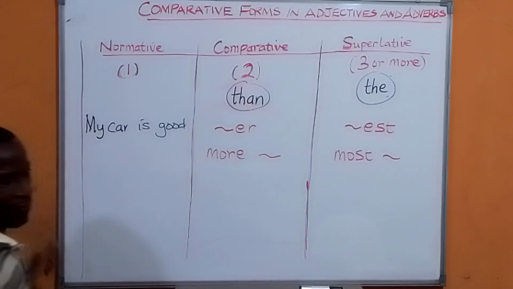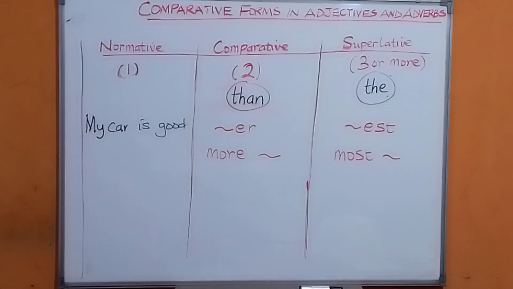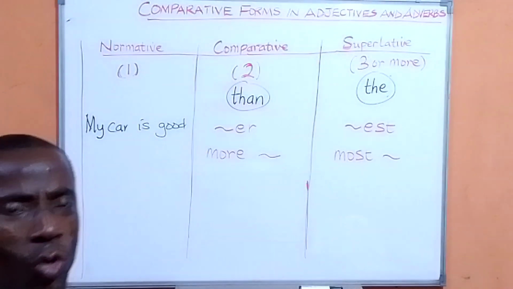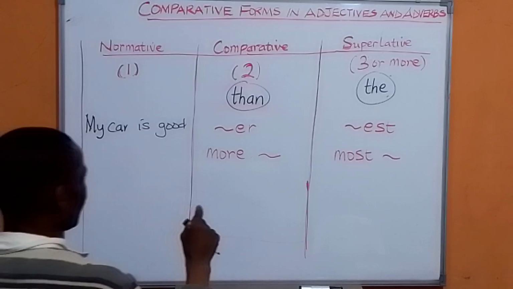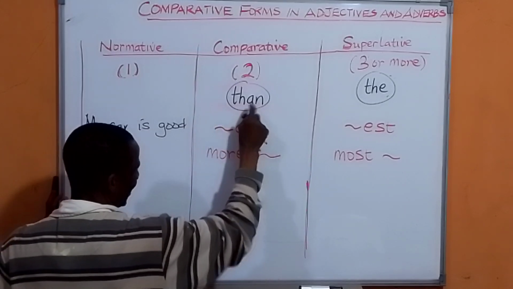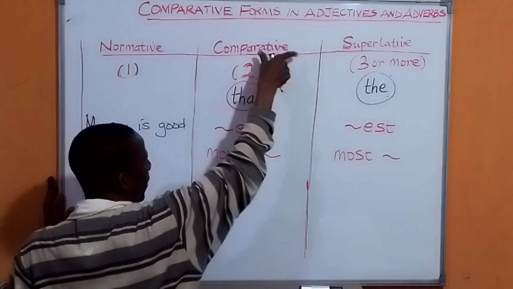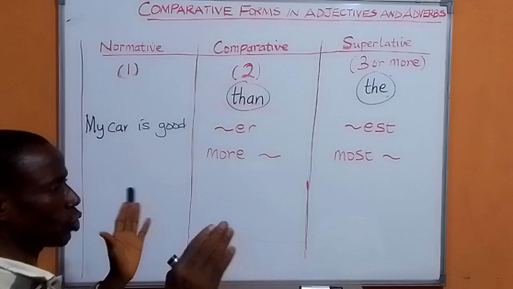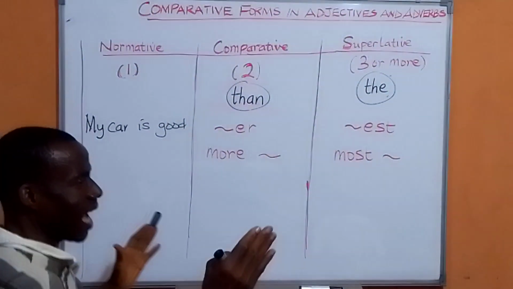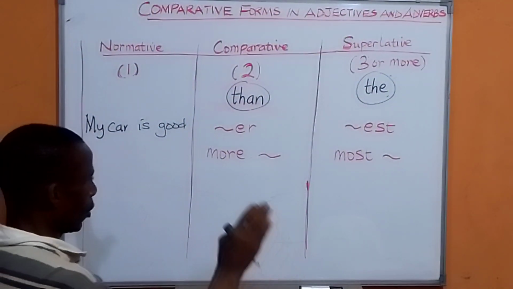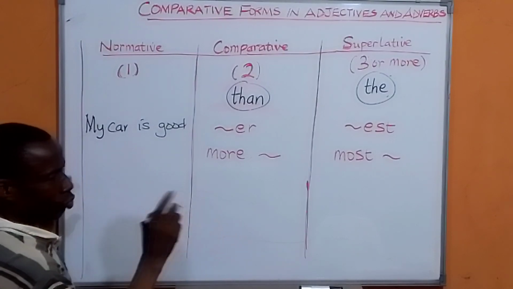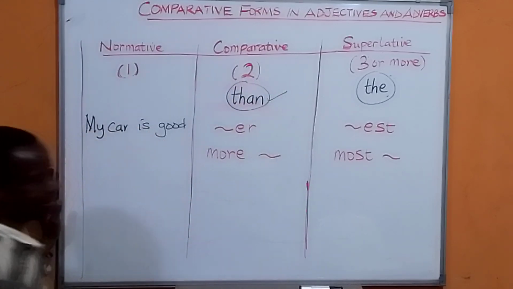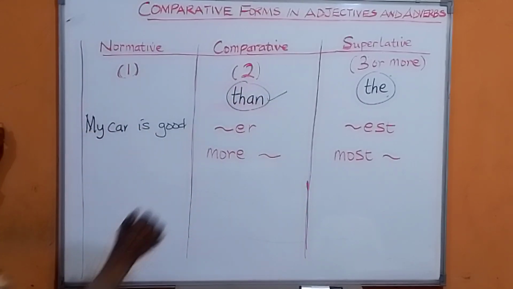Now, comparative talks about two. Whenever you say comparative, you are looking at two things. That's why we put comparative two. And one thing you have to note when you are talking about comparative is you are going to see this word than. In comparative, you are looking at two things, two objects, two subjects, and you are seeing how one object is related to the other. So the word you are going to see there to show you that you are comparing two things is than.